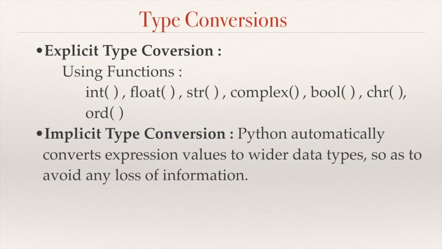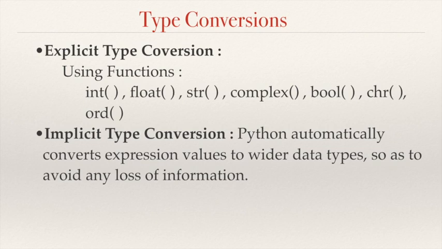Type conversion is the conversion of an object from one data type to another data type, which is done in Python in two ways. Python supports a few more type conversion functions which explicitly convert data values from one type to another as and when needed by the programmer. These explicit type conversion functions are enumerated on your screen as int, float, str, complex, bool, chr, ord. Let us discuss each one of them one by one.